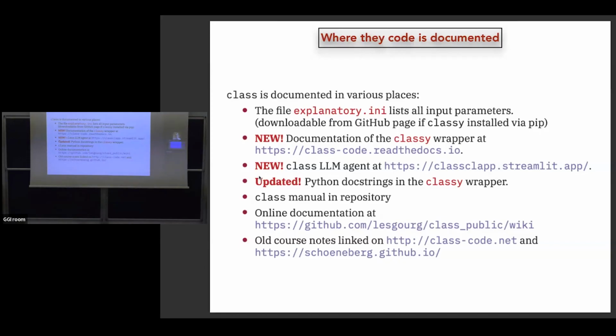If you just pip install CLASS from PyPI, you won't get it. So then maybe you want to download CLASS from GitHub or from the .tar.gz in order to get at least the explanatory.ini.